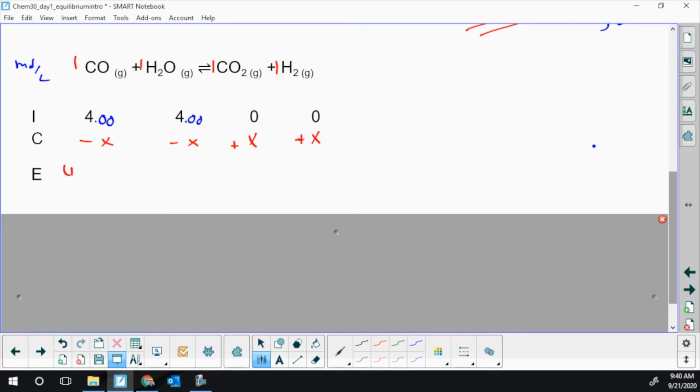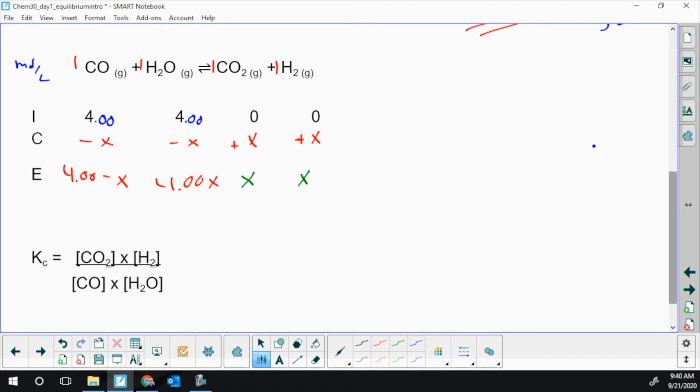So 4.00 minus x, 4.00 minus x, 0 plus x, so that is just x, 0 plus x, so that is just x. So we've solved for our equilibrium concentrations, but they're algebraic. And I'm going to plug everything into the equilibrium law expression.